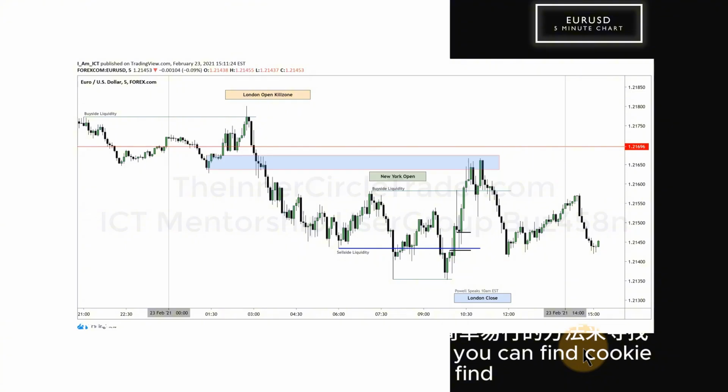Now, what I'm talking about here is if you can find cookie cutter approaches to find 10 pips, 15 pips, 20 pips intraday, that is more than I was used to as a day trader back in the 90s, trading the S&P 500 market.